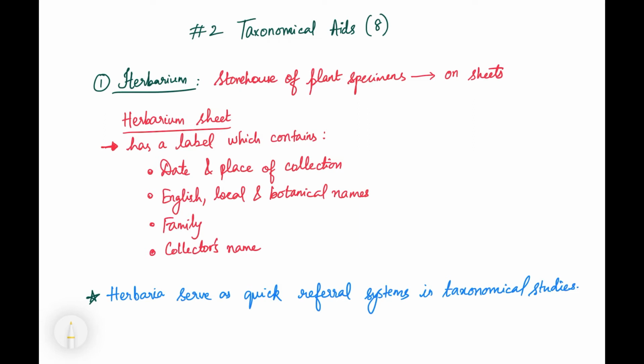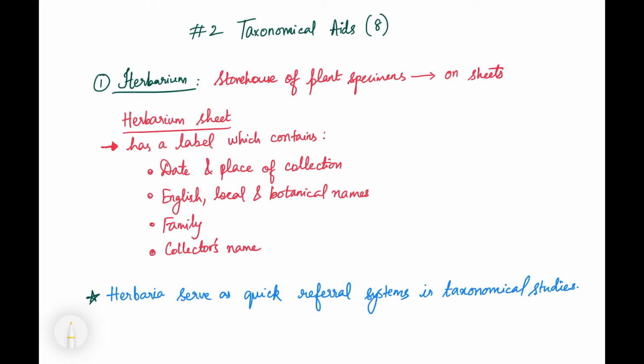So in this video, we'll quickly revise the 8 taxonomical aids which are given in NCERT. So let's begin with herbarium. Herbarium is a storehouse of plant specimens where the plants will be collected, dried and pressed on these herbarium sheets. They are specialized sheets which are called herbarium sheets.